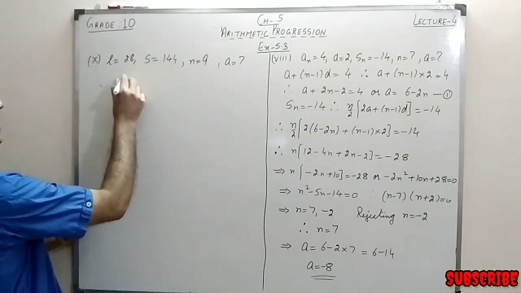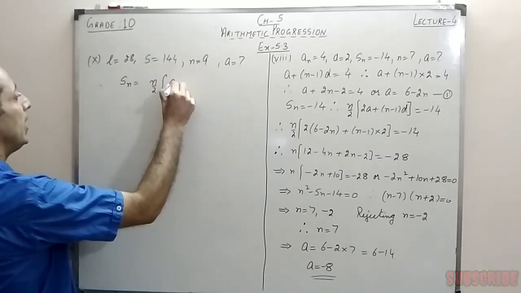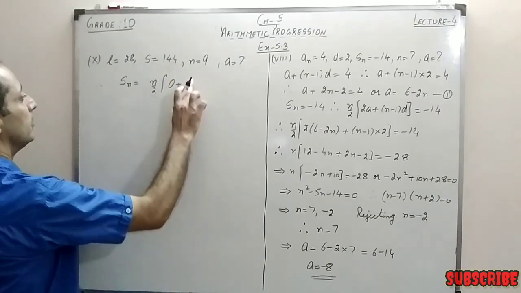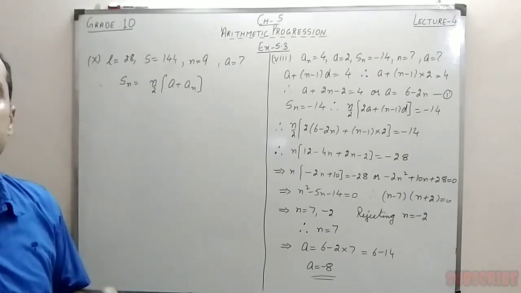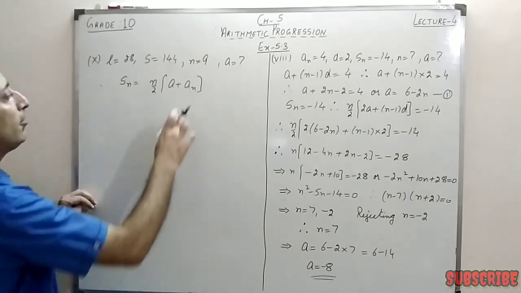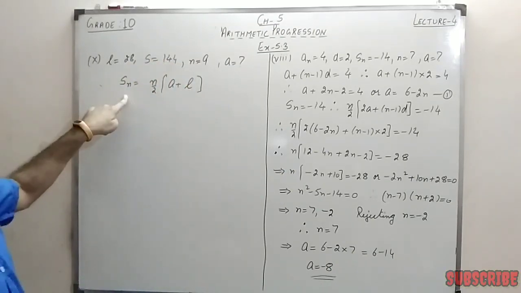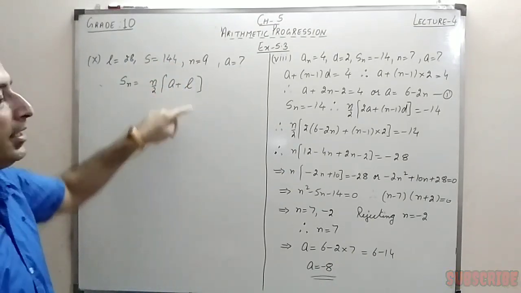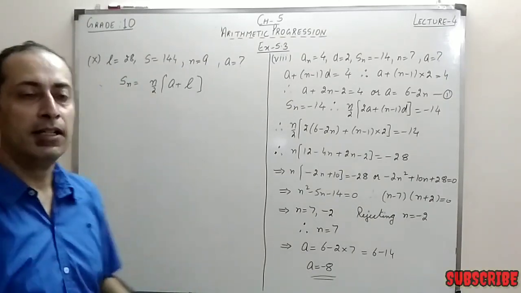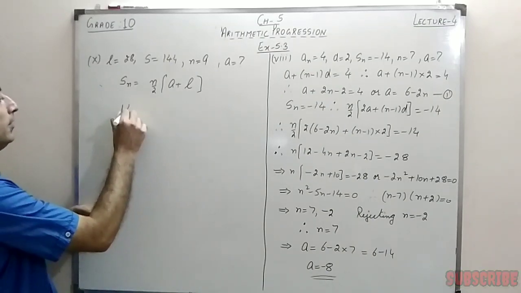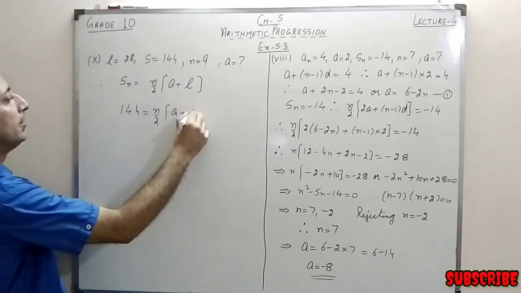I have the relation Sn equals to n by 2 into a plus L. I told you this thing. Now an and L mean the same thing. So instead of an, I can also write it as L. Now I have the value of sum, I have the value of n, I have the value of L. Just substitute the values of all these and we can find the value of A. So we substitute the value, this is 144 equals to n by 2 into A plus 28.